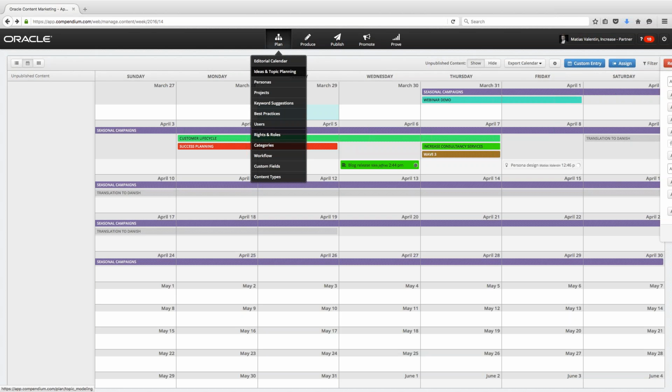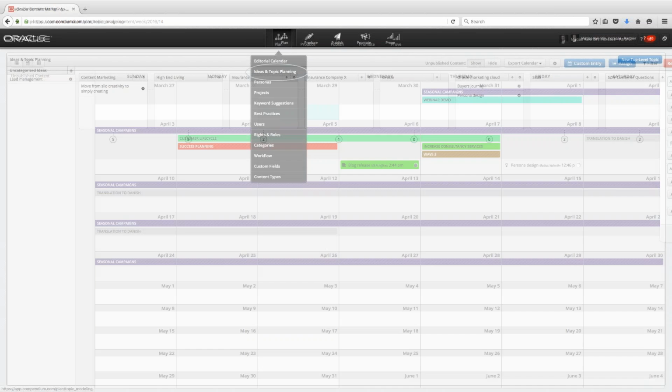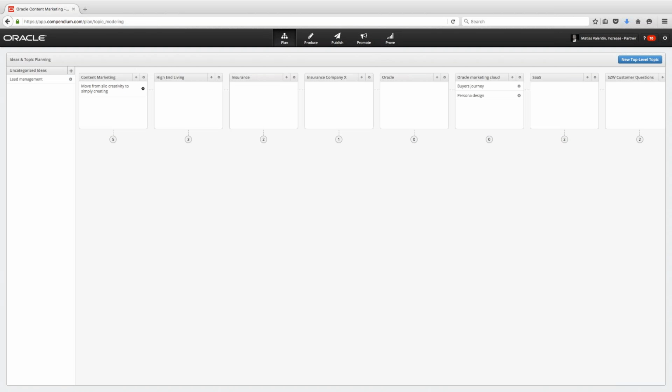So when you work in planning, actually going into ideas and topic planning, what I really like is that you can plan on an idea level. You can start your content production with just having a good idea, and as a user of this system, you can just log in and put your idea in and let it cook and boil, and you can move that into actual production.